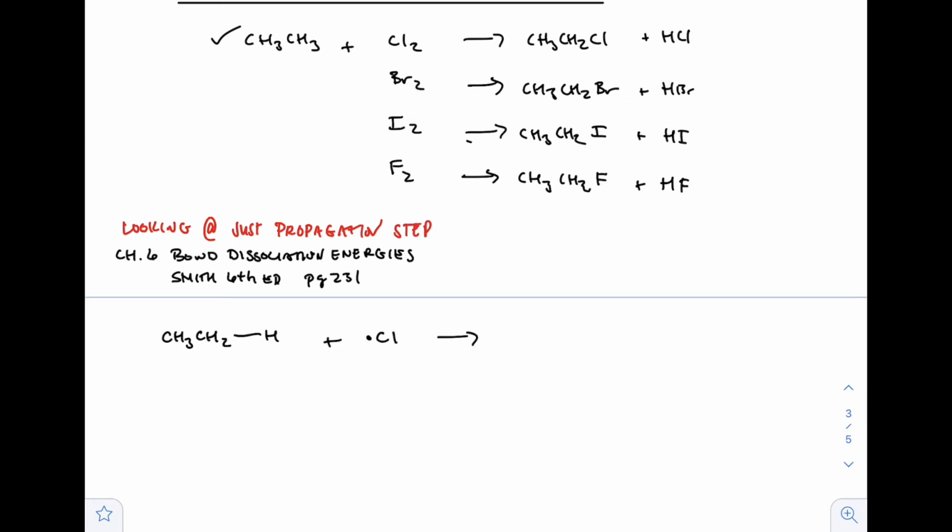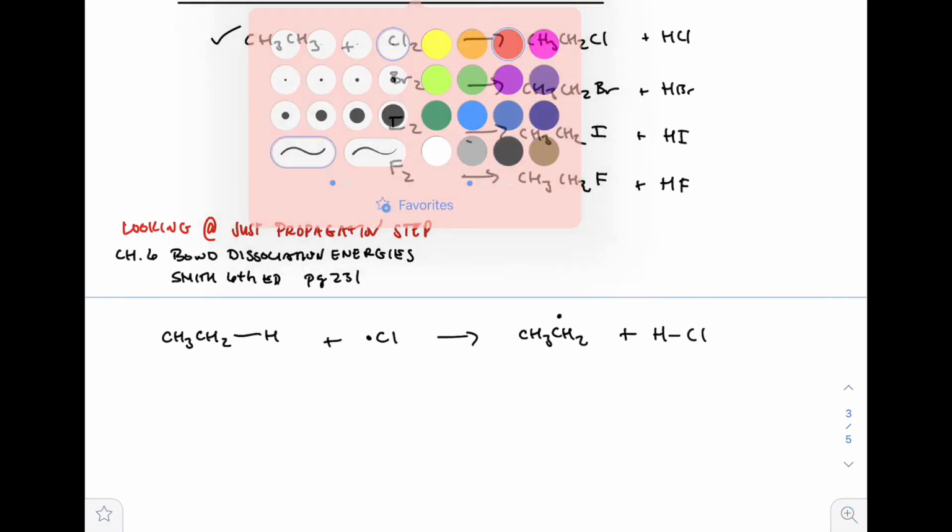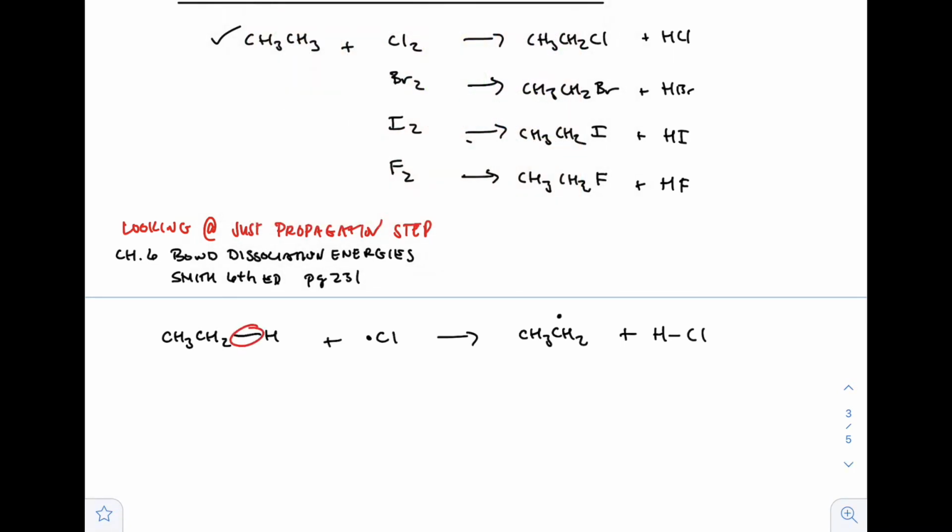And I want to make sure that we know that we're only looking at just the propagation step, okay? That's all we really care about in terms of the energy, because the propagation is where most of the energy is either produced or put into, because that's the bulk of the reaction that makes the product, right? So if we have a CH bond being broken in ethane, and then an HCl bond being formed in this propagation step, then that's the only thing we need to look up in the chart, the bond dissociation energies.